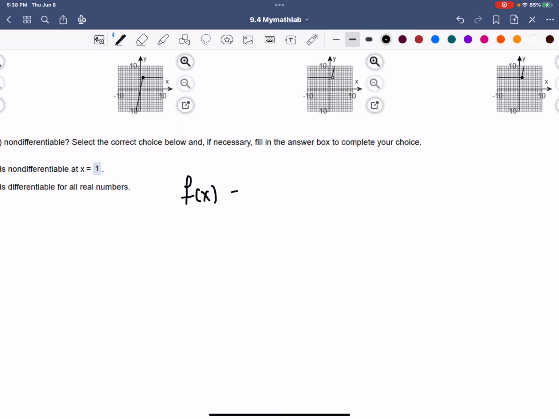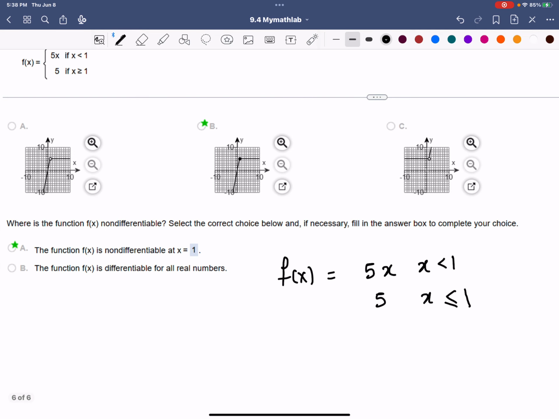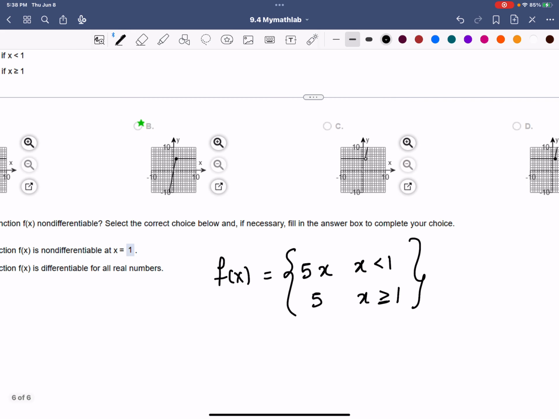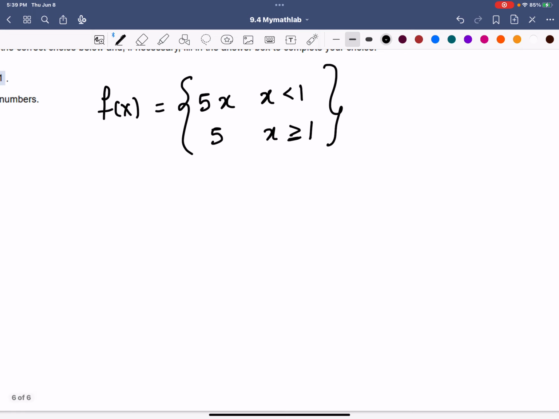Again, this is a piecewise function. It is 5x for x less than 1, and it's 5 for x less than or equal to 1. Let me make sure that's correct. Oh, this is greater than, of course. It has to be greater than or equal to 1. Again, this is a piecewise function, so I'm not going to define piecewise functions here. I'm just going to show you. You should know what piecewise functions are.